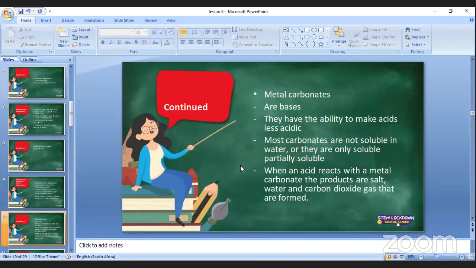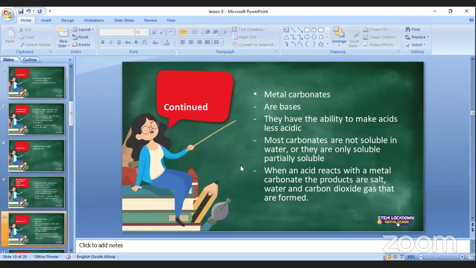Then, metal carbonates are bases. They have the ability to make acid less acidic. So a metal carbonate is a base, and you all know by now that bases have the ability to make acidic substances less acidic. Most carbonates are not soluble in water, or they are only partially soluble. When an acid reacts with a metal carbonate, the products are salt, water, and carbon dioxide gas.